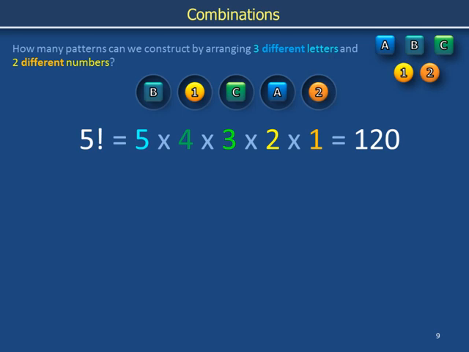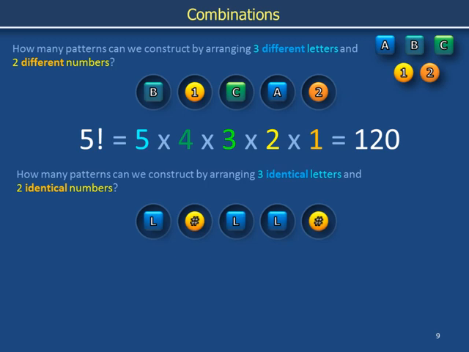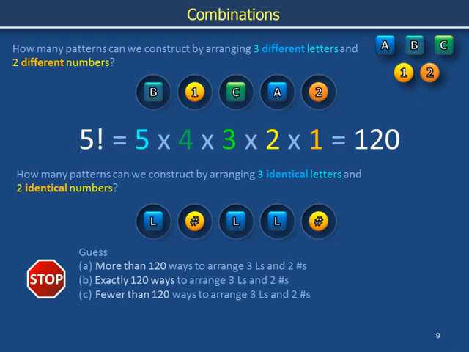As a follow-up to the question that we have just answered, how many patterns can we construct by arranging 3 identical letters and 2 identical numbers? Do you think it's more than 120 ways, exactly 120 ways, or fewer than 120 ways? Please pause the video to consider this question. There are fewer than 120 ways, in fact only 10.